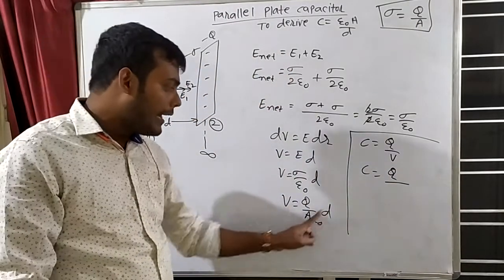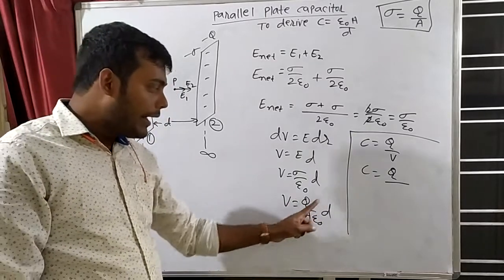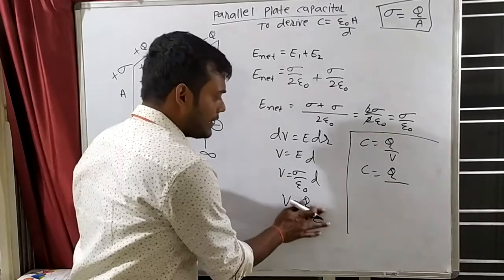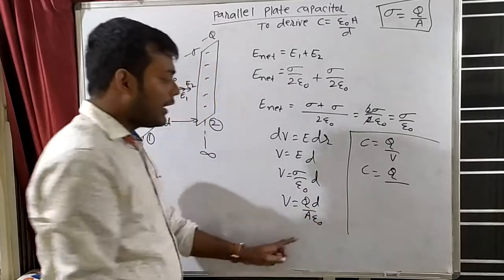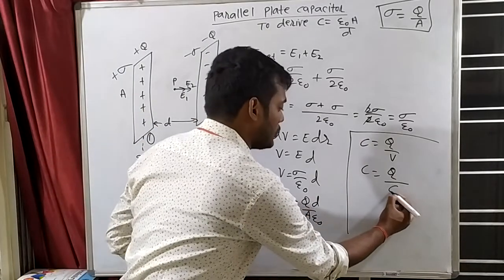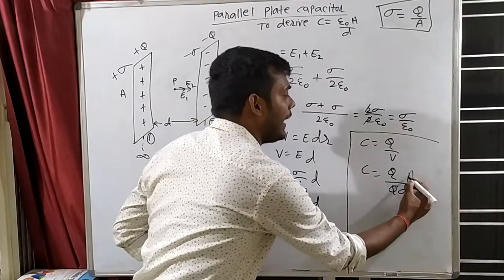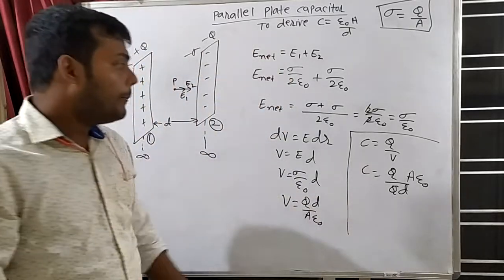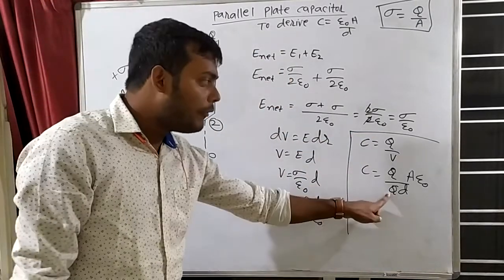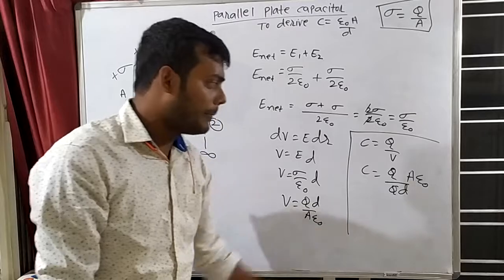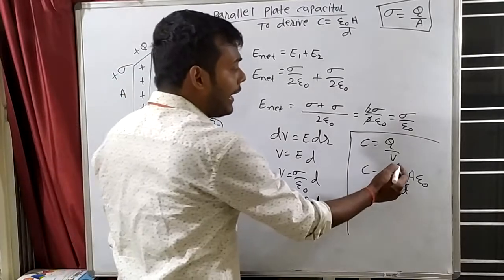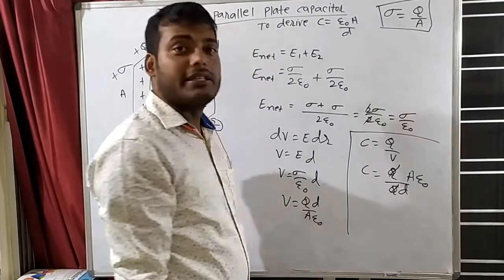This is Q by A epsilon naught. Can we write like this? So Q will remain here and A epsilon naught will come here, because Q divided by V now, so V will come here. So A epsilon naught will come here and Q will come here. Here Q and Q will get cancelled with each other.